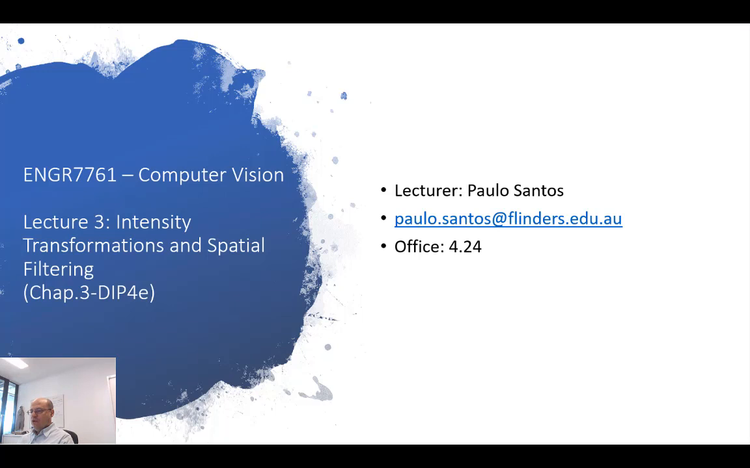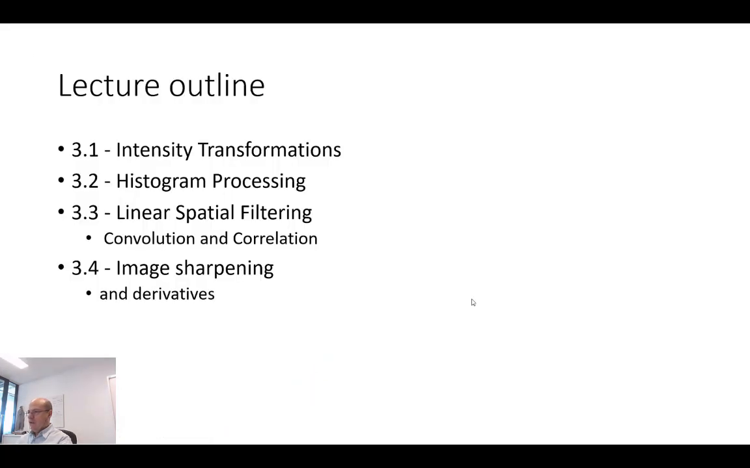In this lecture, we're going to talk about the basic methods for image processing that are also used in many computer vision applications. And we're basically going to cover chapter 3 of our book. This lecture is divided into 4 parts.